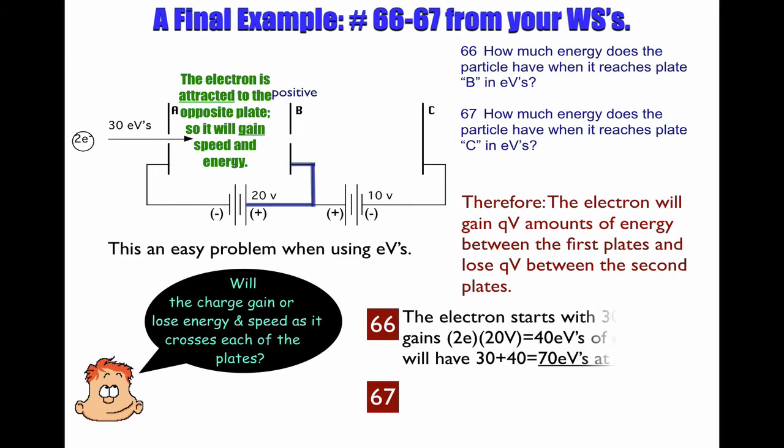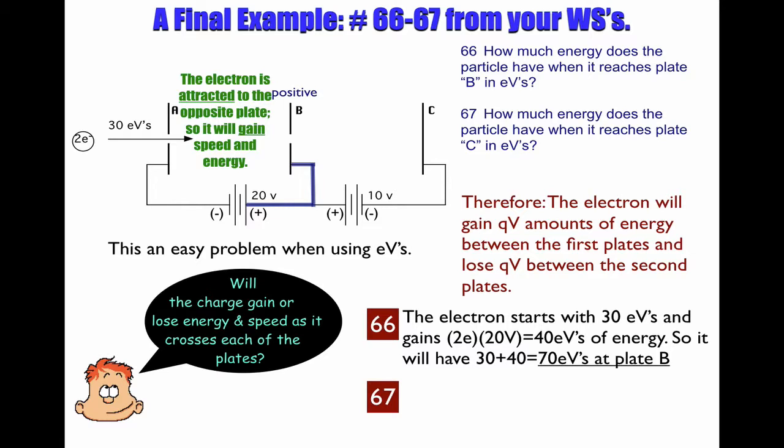So in 66, the electron starts with 30 EVs. It gains, because it's traveling towards the oppositely charged plate, 2 times 20 volts or 40 EVs of energy. That's the number of charges equal to an electron size times the voltage it crosses. So 2 times 20, that's 40 EVs of energy. So it will have 30 gain 40 equals 70 EVs at plate B.